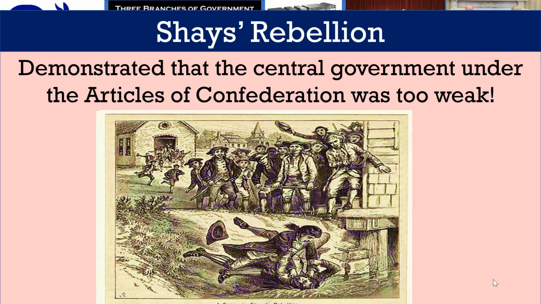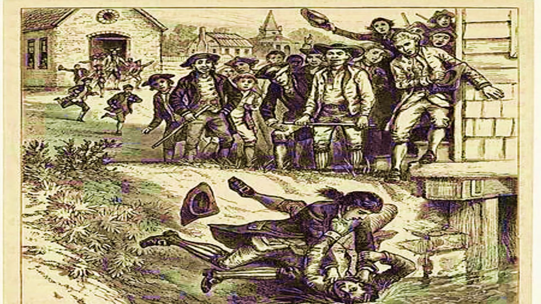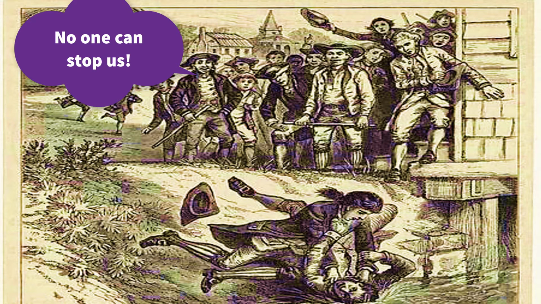Well, the turning point after the Revolutionary War was an event called Shays Rebellion that we looked at. And again, this was an uprising of ex-soldiers who returned to find out that their farms were being foreclosed on. After all, states did have the power to tax.